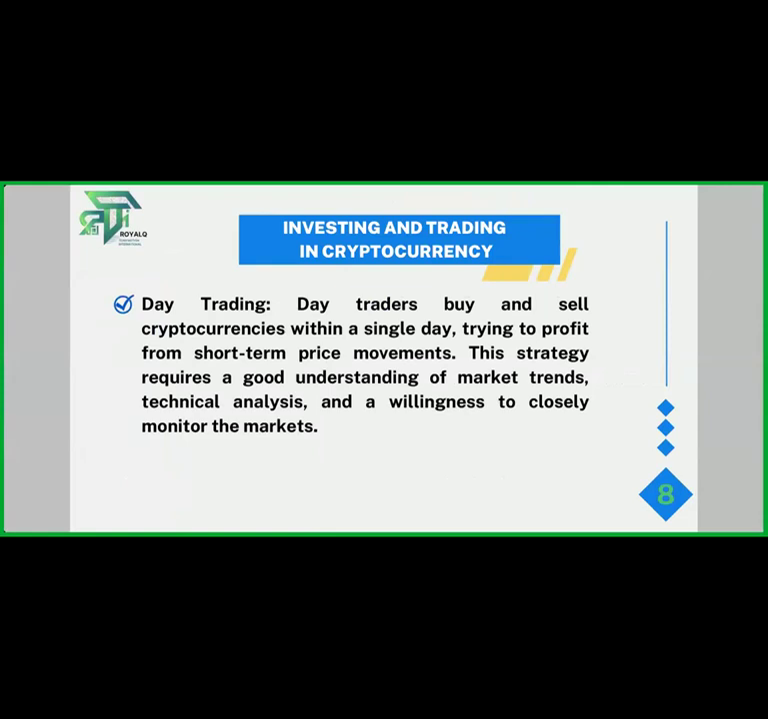But for you to become a day trader, you need proper knowledge. You need education. You need to practice and practice and practice. But day traders are not looking for long-term gains. They are looking for the shortest time possible to make gains and they leave. They're looking for quick profits and then they leave the market. So that's why they need to analyze, they need to know when to get in and when to get out of the market.